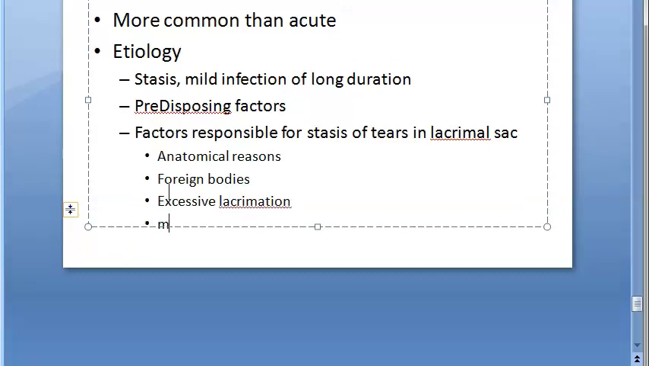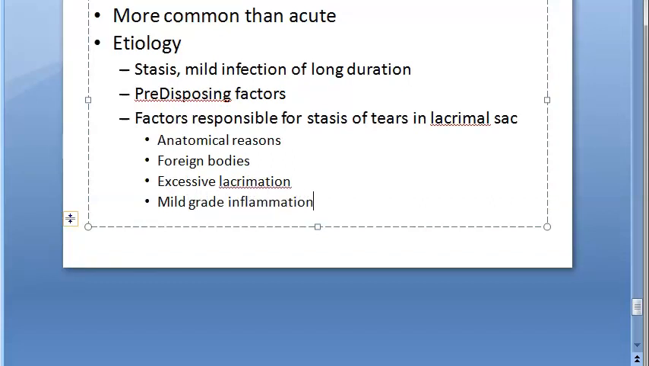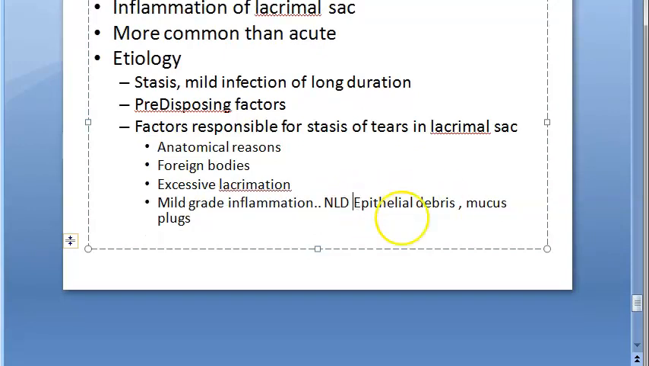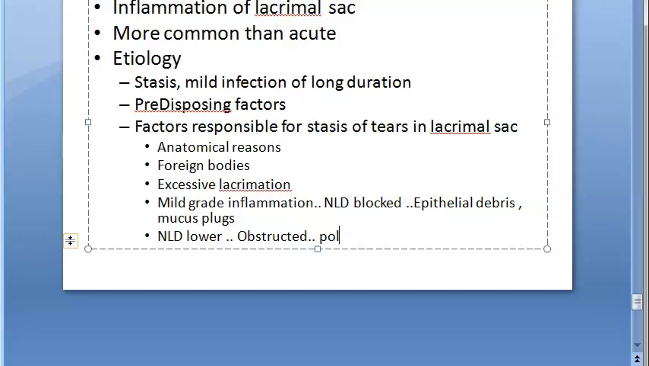Then mild grade inflammation of the lacrimal sac due to associated recurrent conjunctivitis. That may block the nasolacrimal duct because of some epithelial debris, mucus plugs. Here you should say what is blocked: the nasolacrimal duct is blocked. Then obstruction of the lower end of the nasolacrimal duct by some disease like polyp or hypertrophied inferior concha. So basically the lower part of the nasolacrimal duct is obstructed due to polyps, due to some hypertrophied inferior concha.